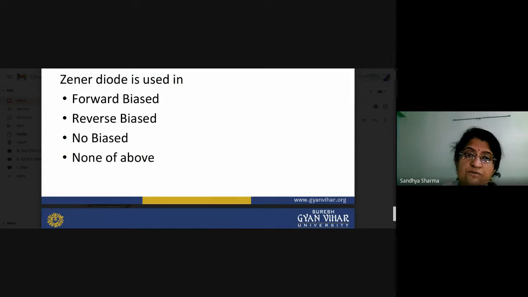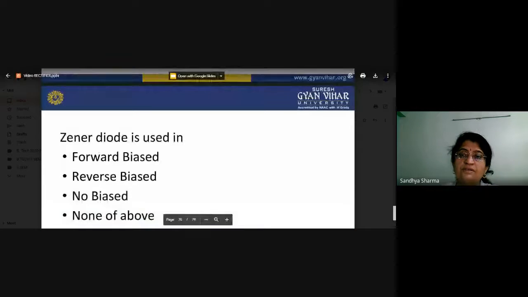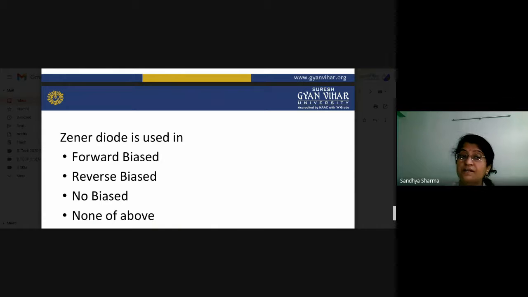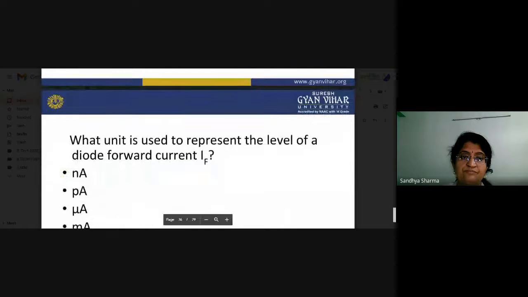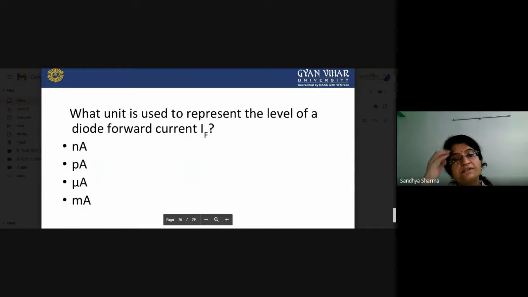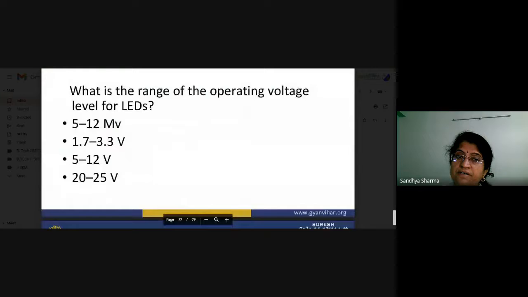Zener diode is used in forward bias or reverse bias. You have to know in which particular conditions our Zener diode is working: whether it works as forward bias or reverse bias. And again, you have to represent the unit. What type of unit do we require for forward current? In forward current, our unit is larger.